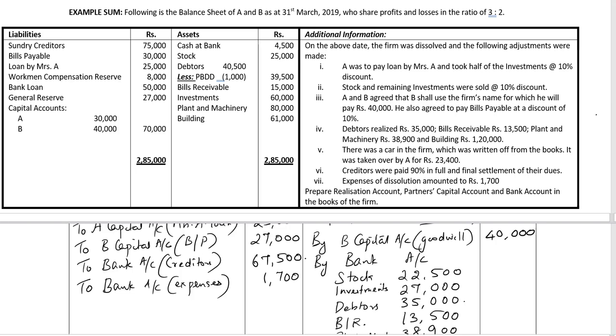Now we need to make a check to see if all the external liabilities have been dealt with. Creditors were paid in cash. Bills payable was taken over by partner B. Loan by Mrs. A was taken over by partner A. We have an external liability of bank loan which has not been dealt with. So we need to pay it off at book value. So to bank account for the bank loan, amount paid 50,000 rupees. The entries in the realization account are completed.